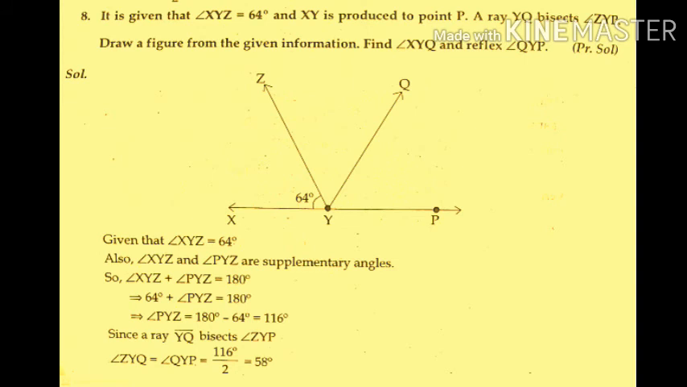Next question. It is given that angle XYZ is equal to 64 degree and XY is produced to point P. A ray YQ bisects angle ZYP. Draw a figure from the given information. Find angle XYQ and reflex QYP.